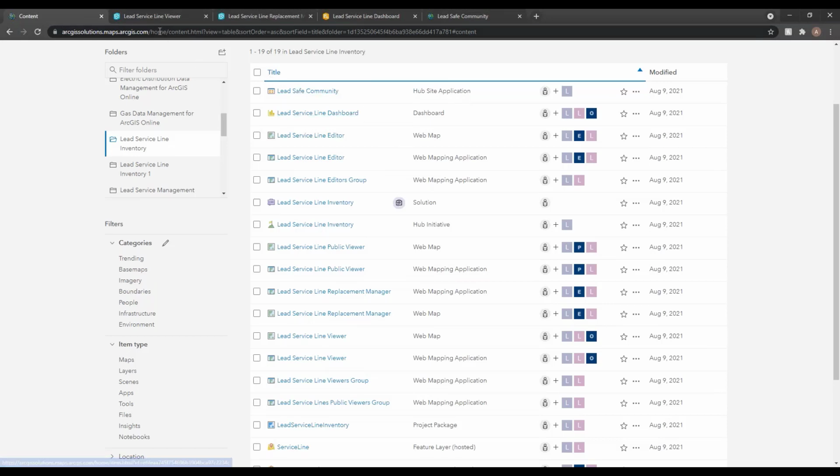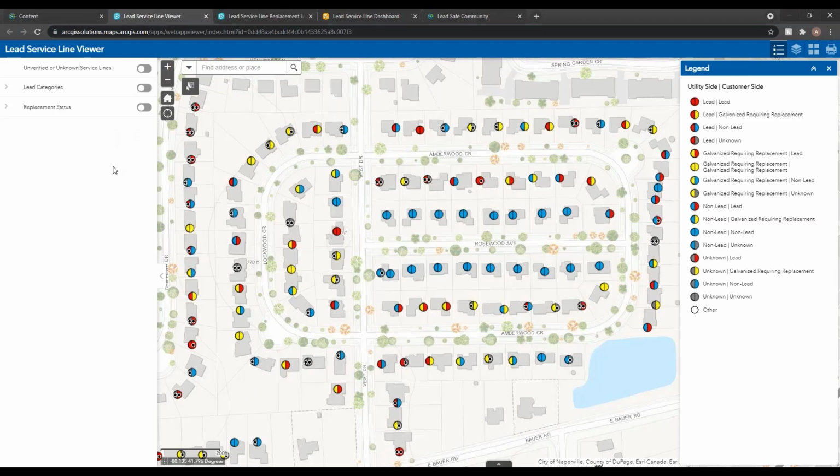So to start, we're going to start with the lead service line viewer. So this is a view-only app. There is no editing taking place in this application. The first thing you may notice is the symbology. We're utilizing multi-attribute symbology to show both the utility side lead category and the customer side lead category on the same point. So if we look at the legend on the right, the left side of the circle is the utility side and the right side is the customer side.